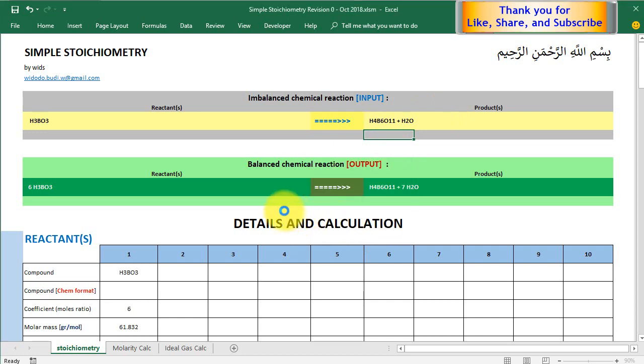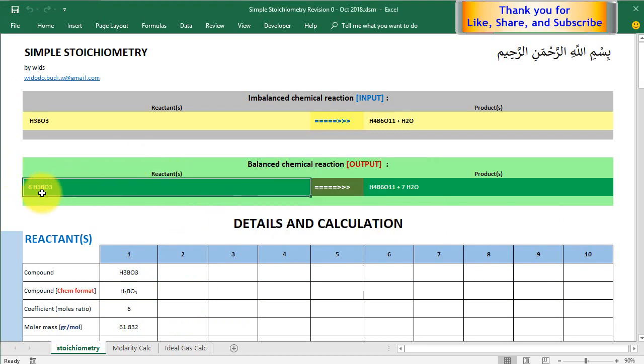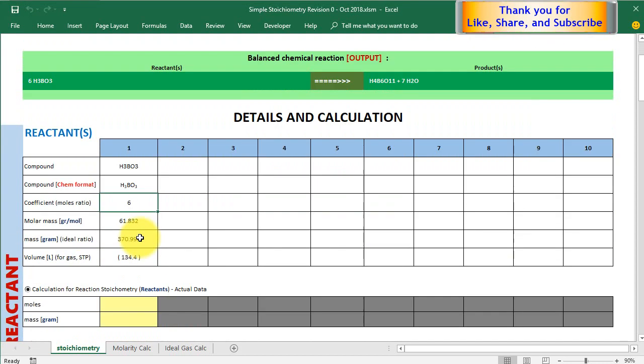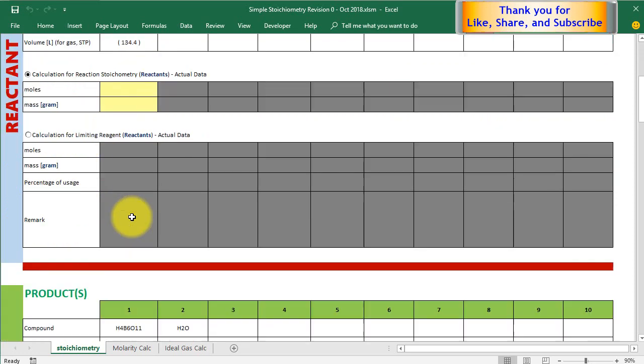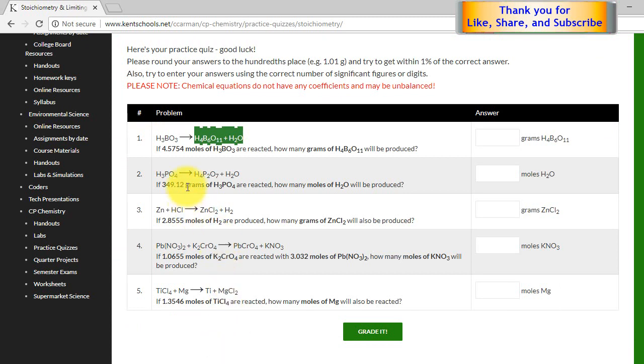Start. Alright, this is the ideal coefficient moles ratio. Okay, what is the question? If 4.5754 moles of this reactant reacted, how many grams of this colemanite product here will be produced?